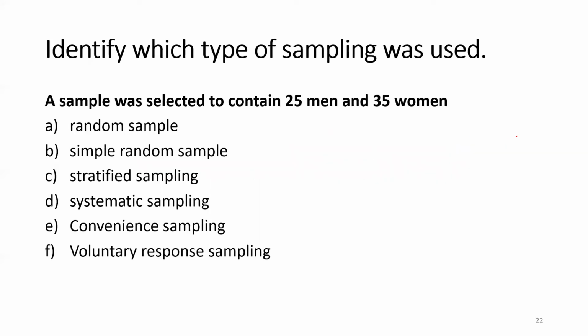Let's identify which type of sampling is used here. See if you can figure it out before I click on it. A sample was selected to contain 25 men and 35 women. That would be stratified sampling.